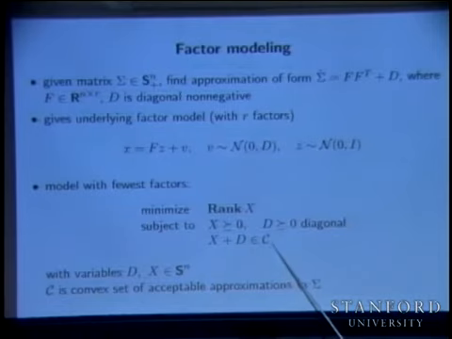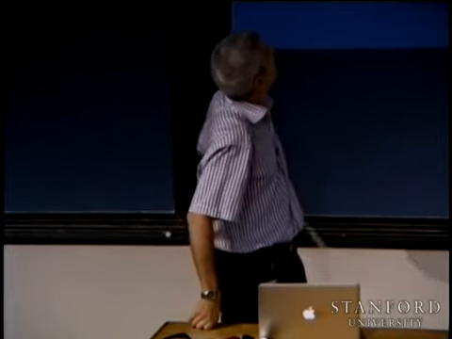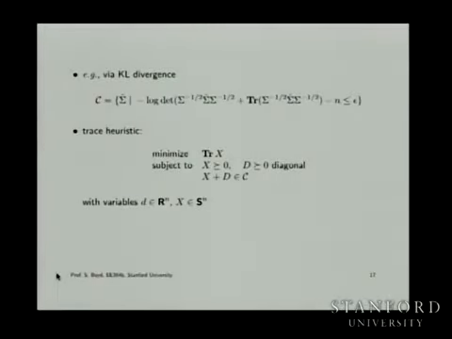So C is a set of acceptable approximations to sigma, and it could be simple, like some norm ball, or it could be very complicated and statistically motivated. For example, it could be a Kullback-Leibler divergence, which would be this for a Gaussian random variable. And that's just a very sophisticated way of saying that the two covariances are close. This is the one that would give you the statistical stamp of approval.